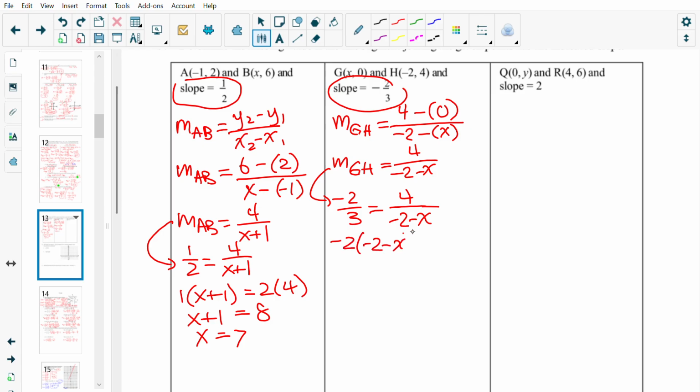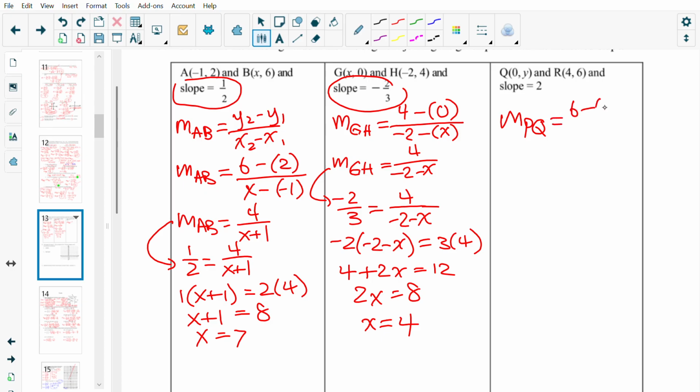Cross multiply to solve. That's negative 2 times negative 2 minus x equals 3 times 4. That's 4 plus 2x equals 12. Subtract 4 from both sides. That's 2x equals 8. Divide both sides by 2. X equals 4. Last one, Q.